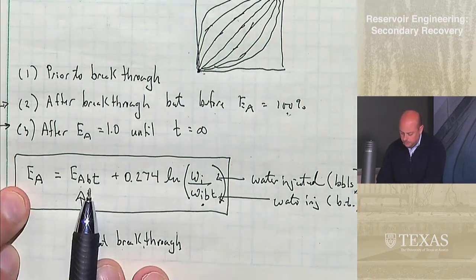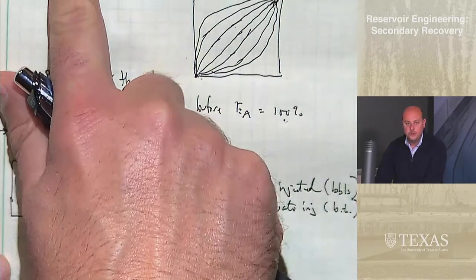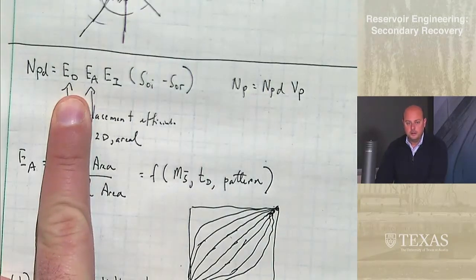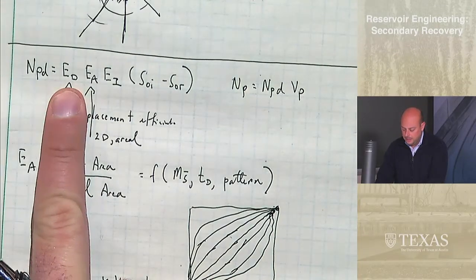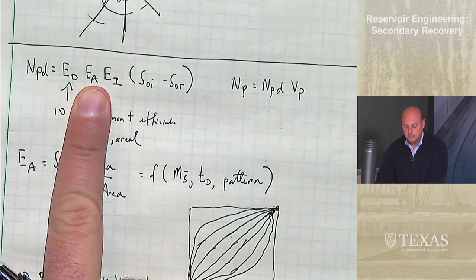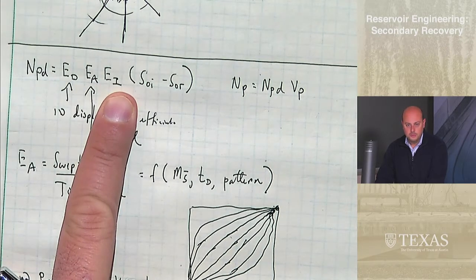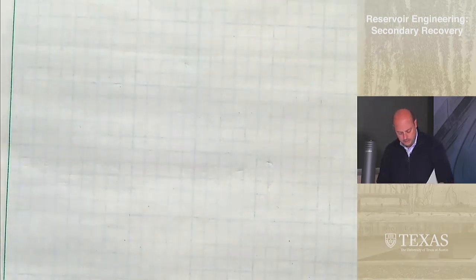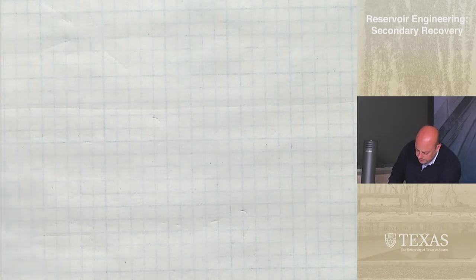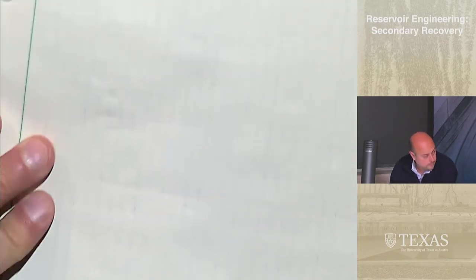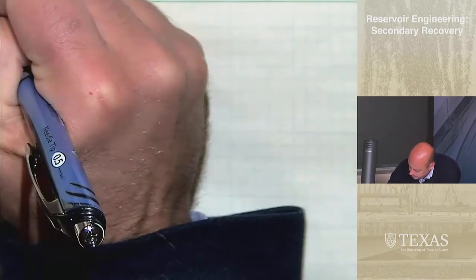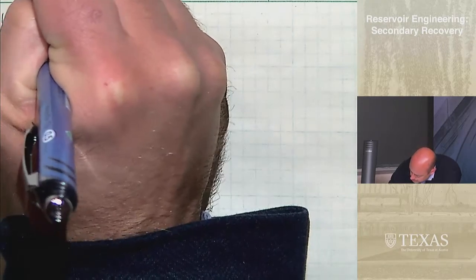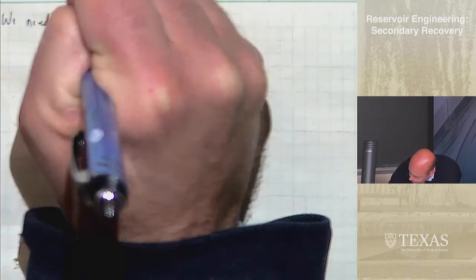This is the key equation for EA. We're also going to have to calculate ED later, right? Because NPD is ED times EA. EI is 1 because it's 2D, but we'll have to do that. So we have another correlation. So I should say we need the areal sweep efficiency at breakthrough.